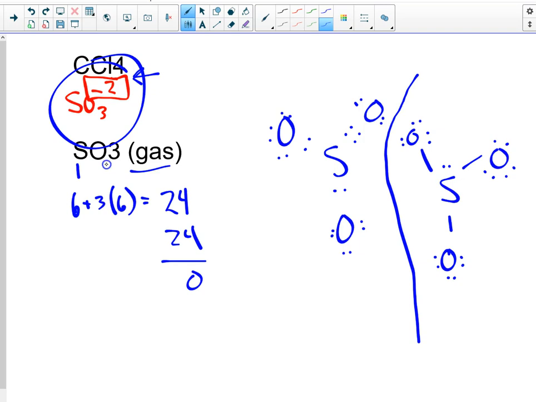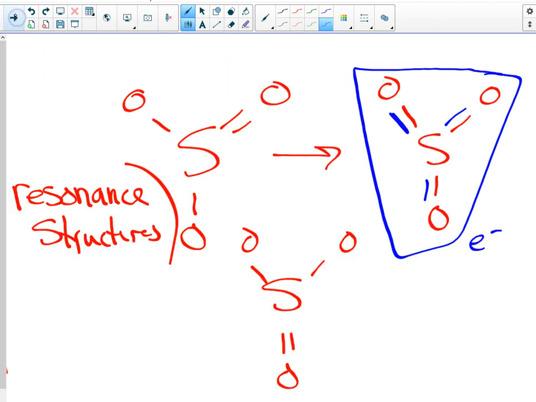Yeah, this would be solid in it. By the way, if it's SO3 minus 2, it's hanging out with some metal. It had to get those two from somewhere. Okay, but that'll explain why these polyatomic ions are the charges that they are.